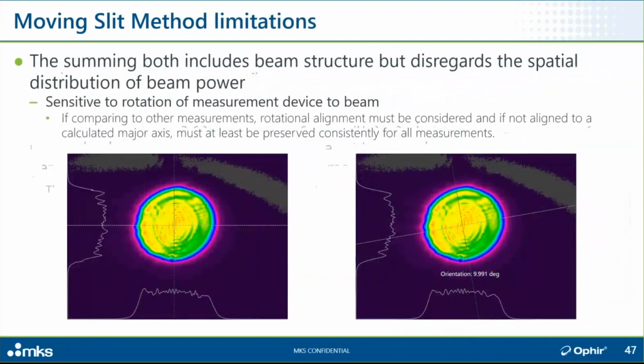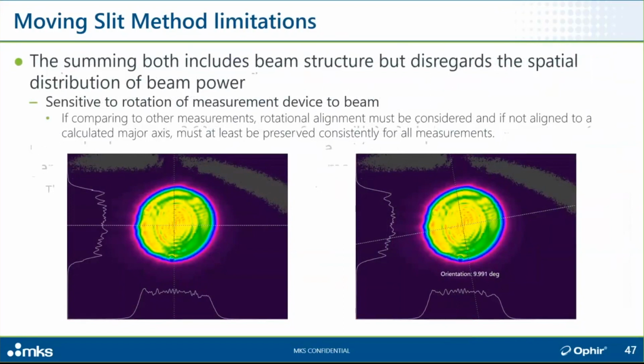The summing includes all of the beam structure, but does disregard the spatial distribution, the original distribution of where that power was. And that can cause some unusual issues. For example, both a NanoScan scanning slit device and a camera using the moving slit method are sensitive to rotation of the device to the beam.